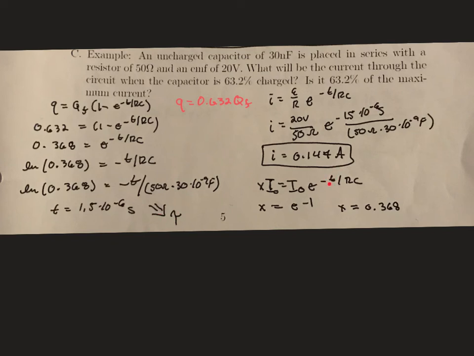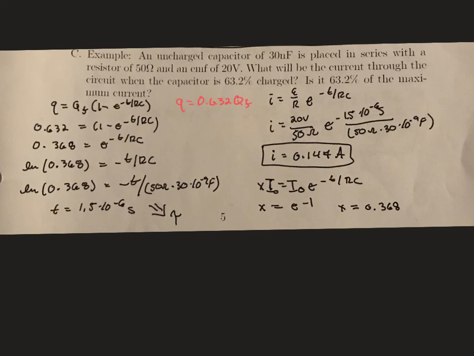So I plugged in R times C here, which is the same thing as the 1.5 times 10 to the -6 seconds. And the RC over the RC cancel each other out, so I'm left with the exponential raised to the -1, which gives me 0.368.